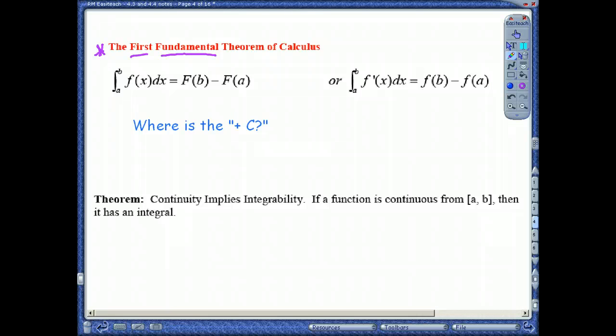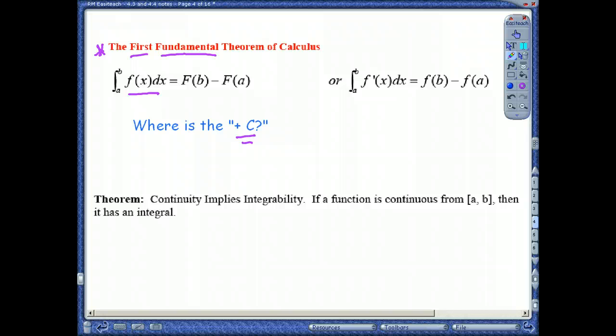So what is it that we do when we have a definite integral? Well, we're going to integrate it just like we did in section 4.1. And then we're going to plug these values into that new and improved function. So once we integrate it, we're going to plug b in for all the x's minus, then we're going to plug a in for all of the x's. Now, an indefinite integral has a plus c.